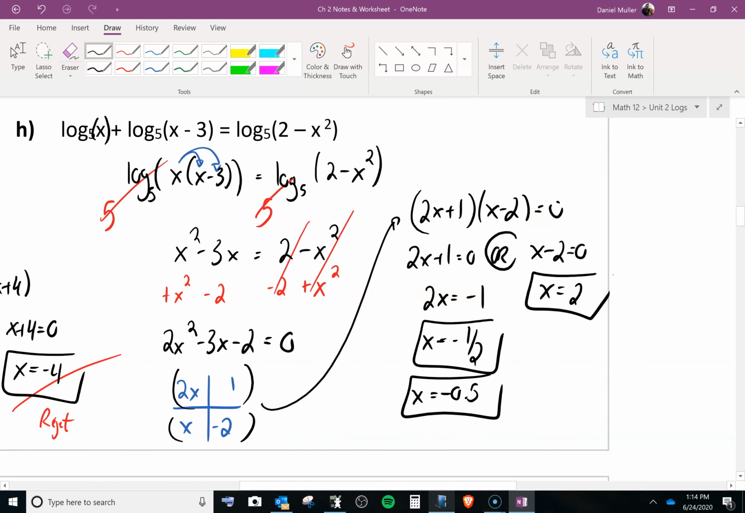Okay, so are there any failures? So I'll take the 2. 2 goes in there, you get a 2. That works. 2 goes into here, 2 minus 3 is negative 1. Can't have a negative. Let's reject that one.